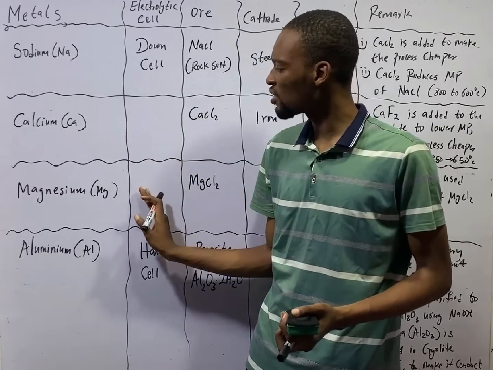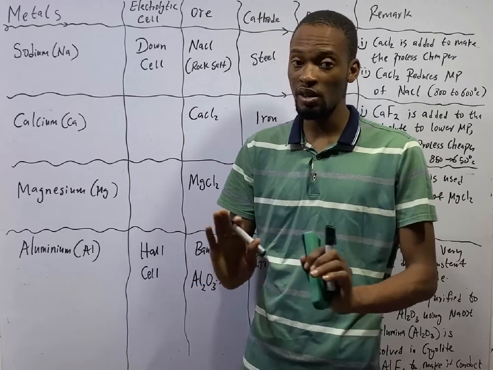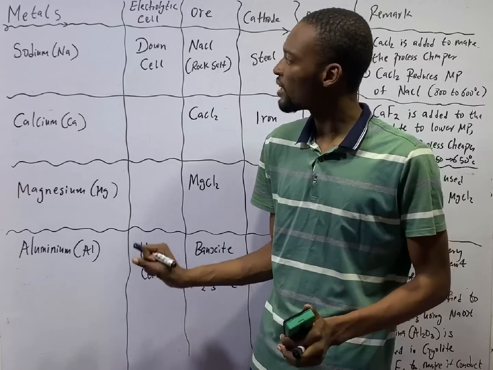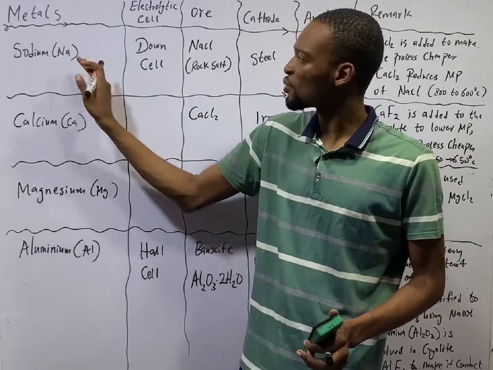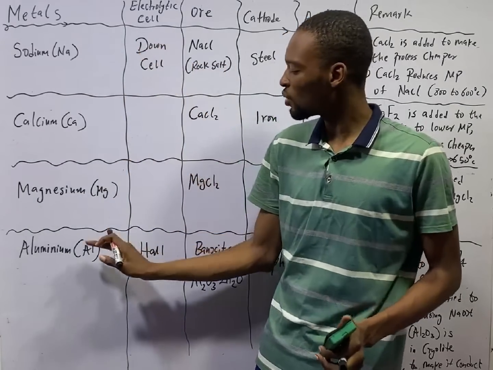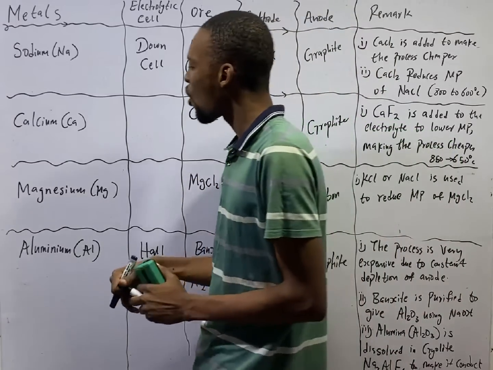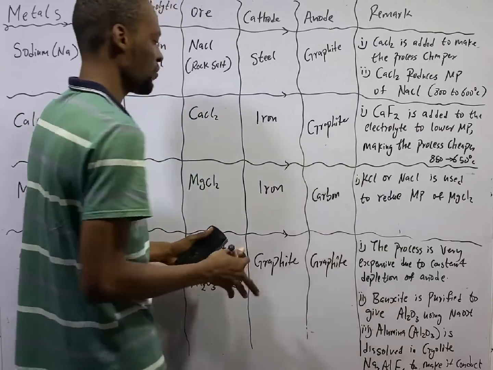For calcium and magnesium, we don't care about the name. For aluminium, it is Hall cell. The electrolytic cell for extraction of sodium is Down cell. For aluminium, it is Hall cell. All these are hot cake questions.